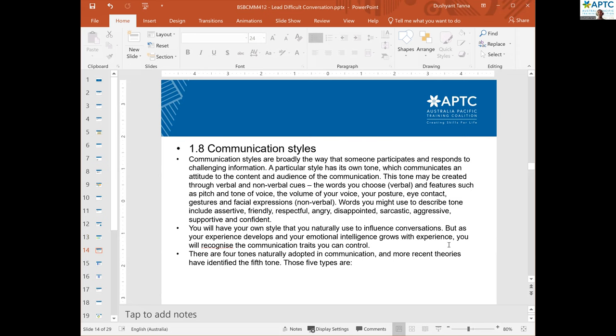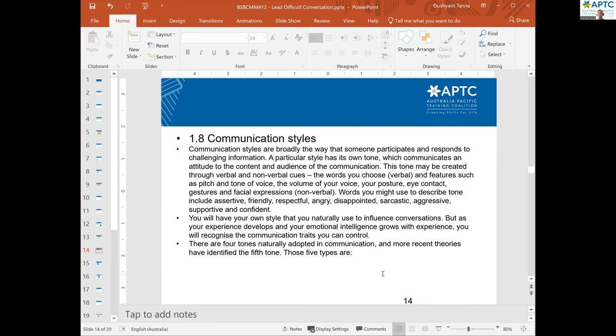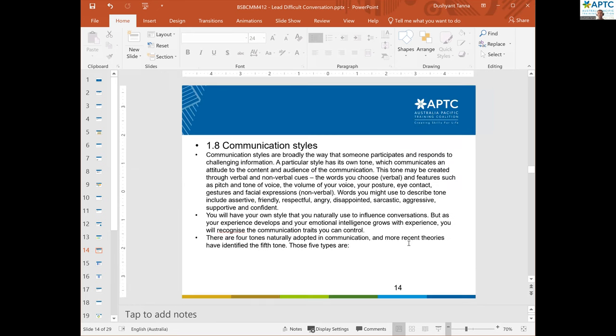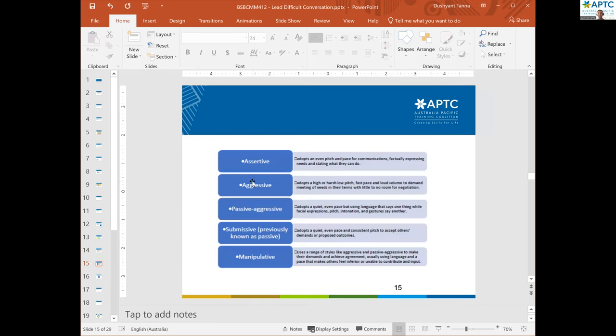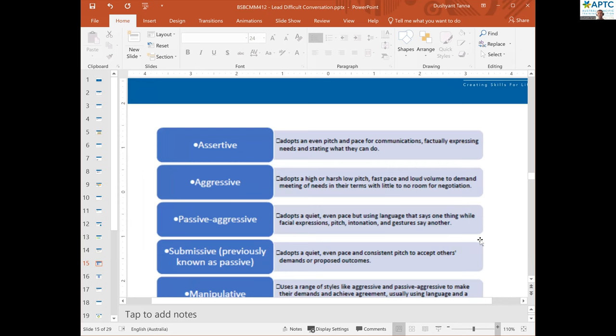Next is communication time, whether it's verbal, non-verbal, or a mix of it. How do you have eye contact? Do you want to look very angry or do you want to be calm? It's all right. You know, we all are the same. Let's go and solve it. This is all about communication time. There are five types of communication style: assertive, aggressive, passive aggressive, submissive, and manipulative. Again, please read that.